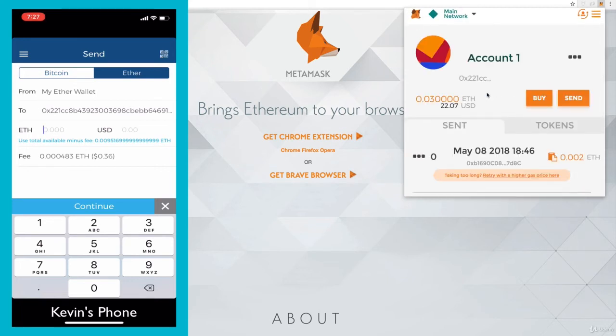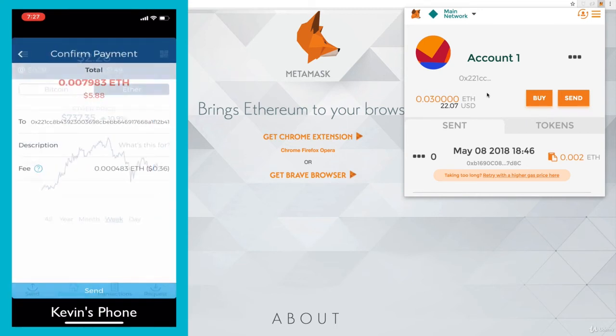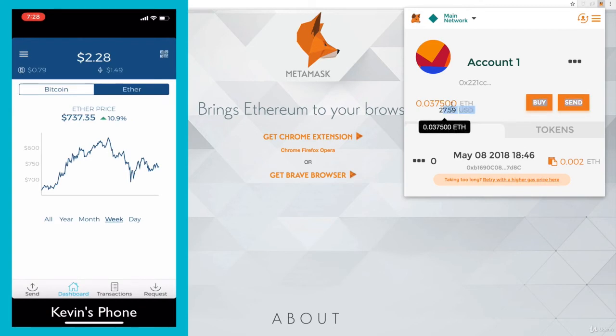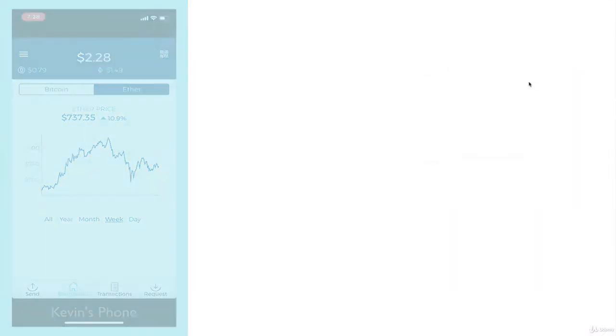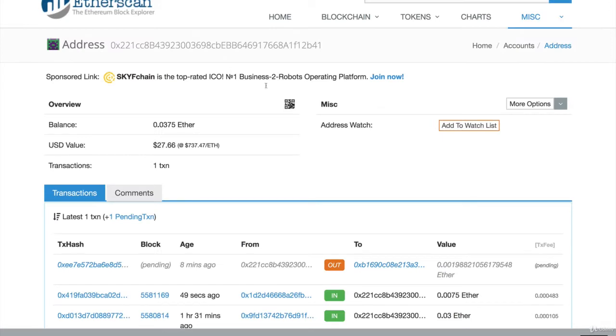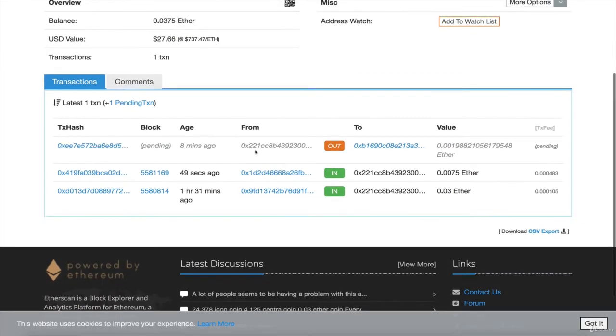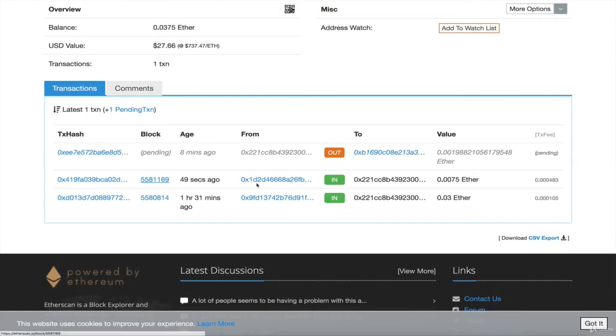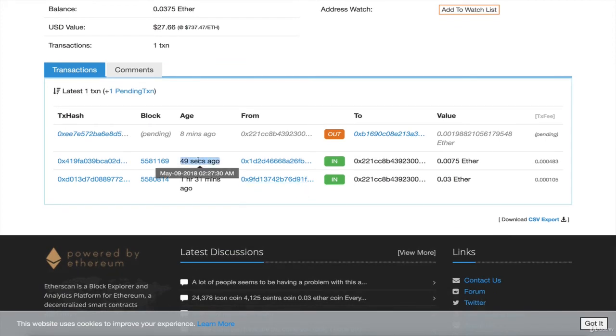I'm going to send you 0.075, so we can have some left over. Oh no, 0.75, so we have some left over for the transaction fee. Okay. Continue. All right. I don't know if you noticed, but this balance just went up. I'm going to view my account on Etherscan, which is like a blockchain viewer, a very commonly used one. You can see now that if we go to the in transactions, this was 49 seconds ago. Kevin sent me 0.0075 Ether.